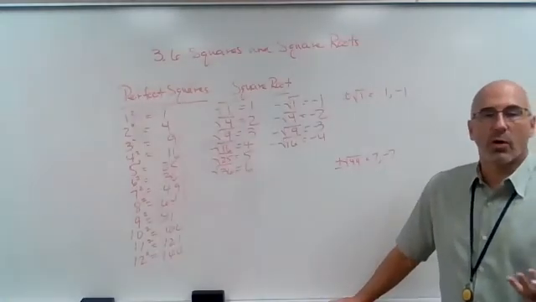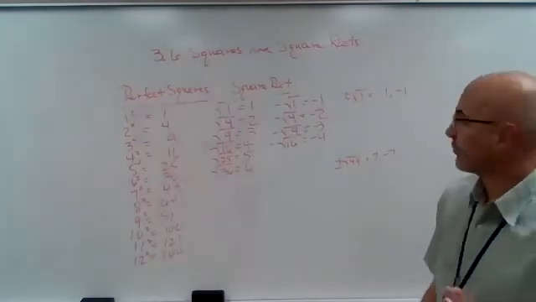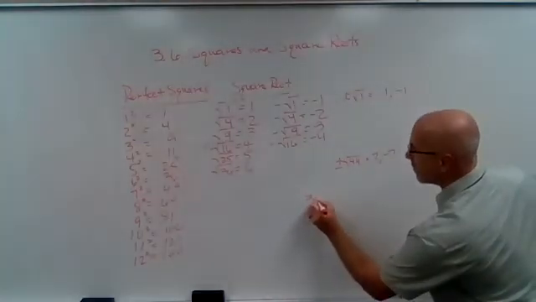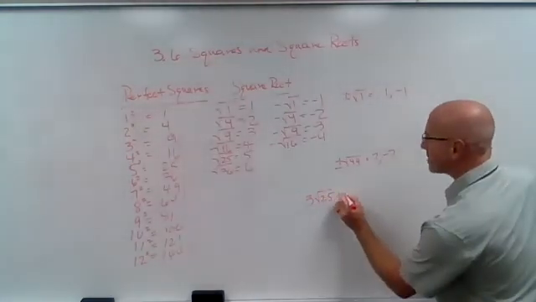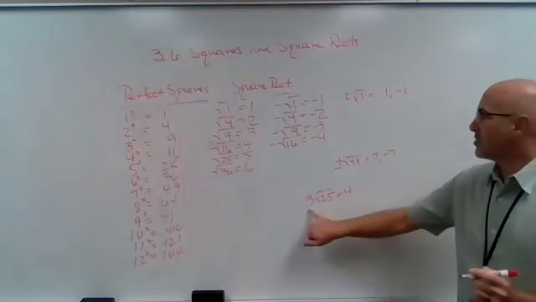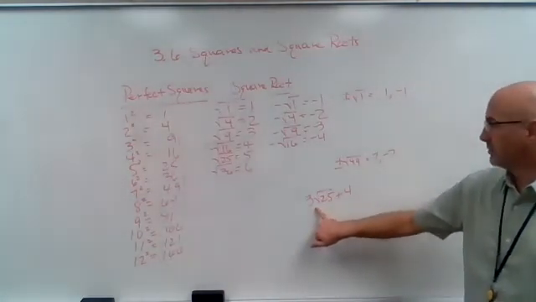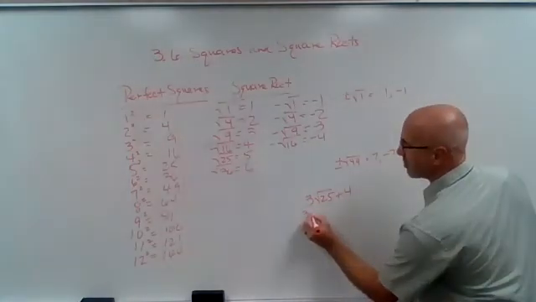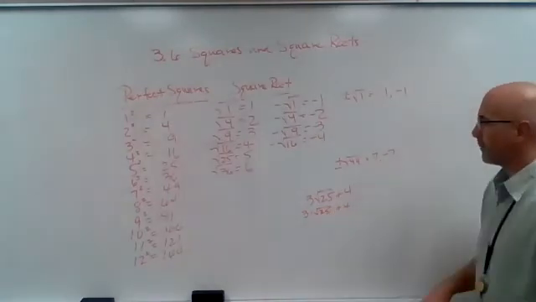So we can also solve expressions using square roots. We can do something to the effect of 3 square root of 25 plus 4. When you see a number outside the radical, the square root, it is multiplication. So this is essentially 3 times the square root of 25, plus 4.